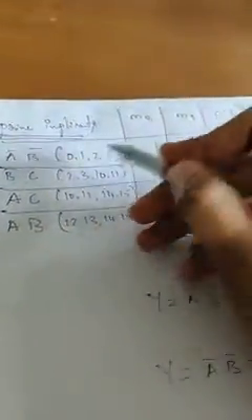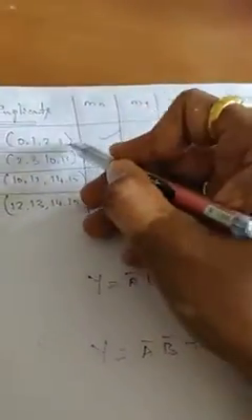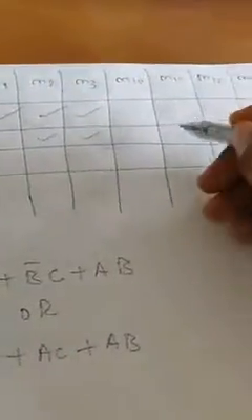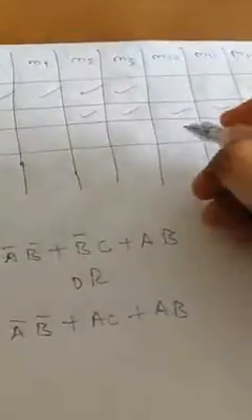So just put a tick mark. 0 is here, put a tick mark. 1 is here, put a tick mark. 2 is here, put a tick mark. 3 is here, put a tick mark. Next 2, 3, put a tick mark. 10, 11, put a tick mark. 14, 15, put a tick mark. 12, 13, where is 12? 12 is here. 13, 14, 15, put a tick mark.